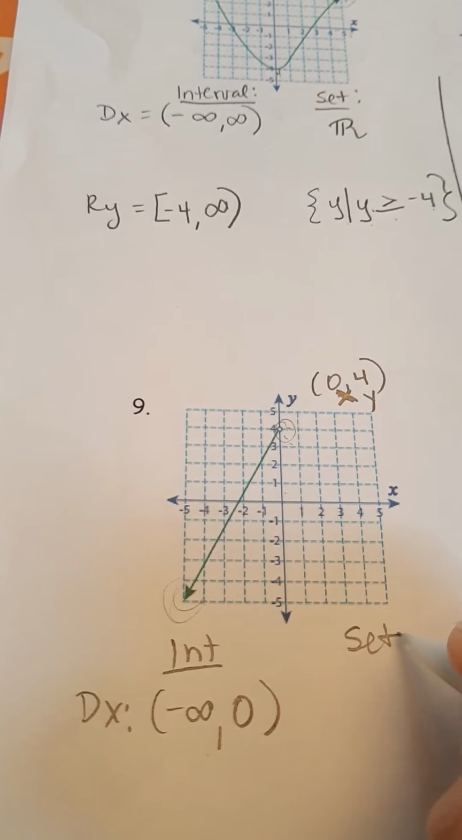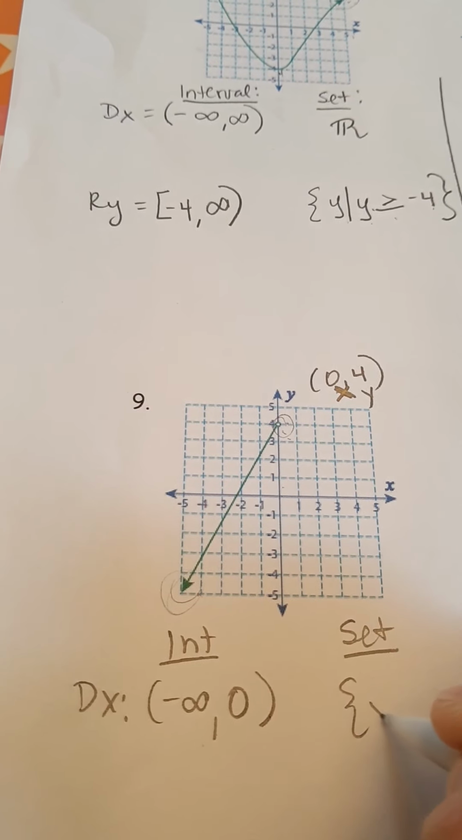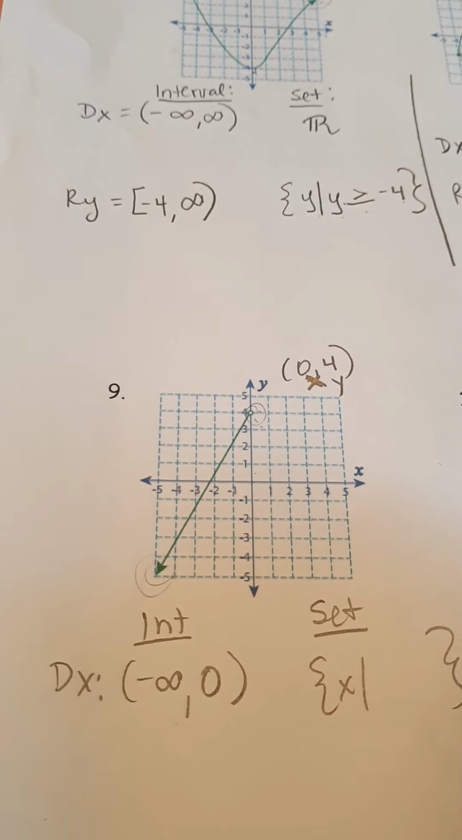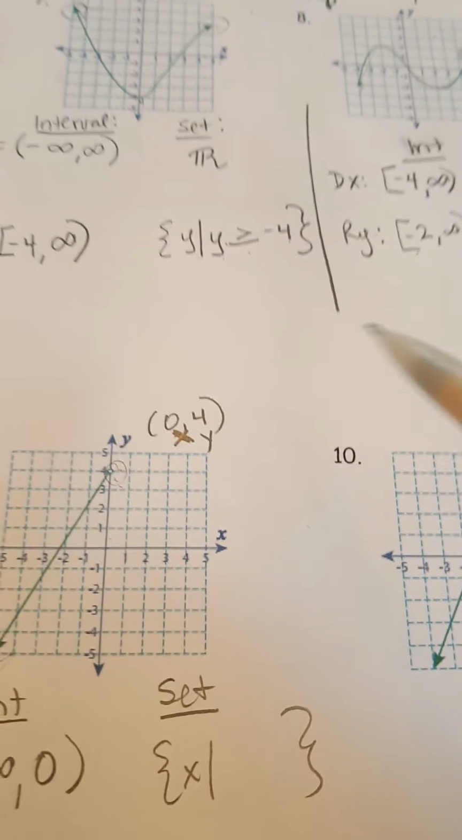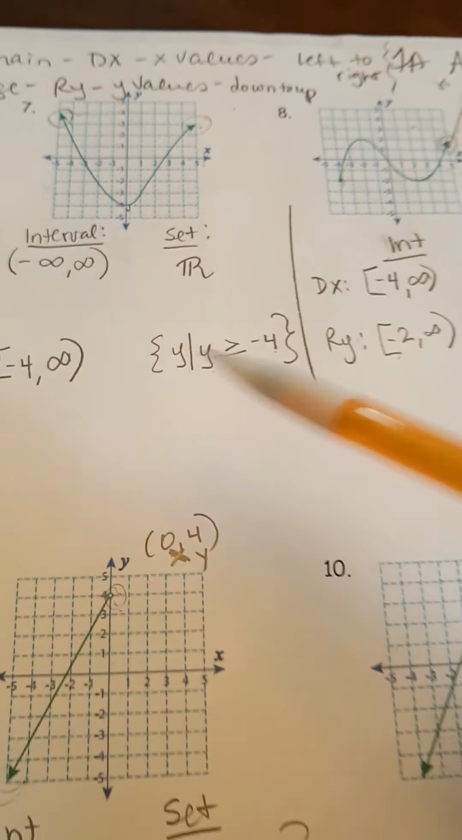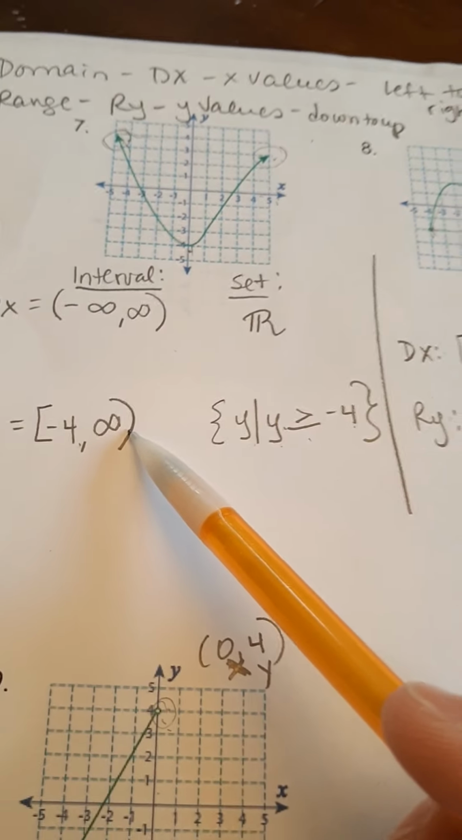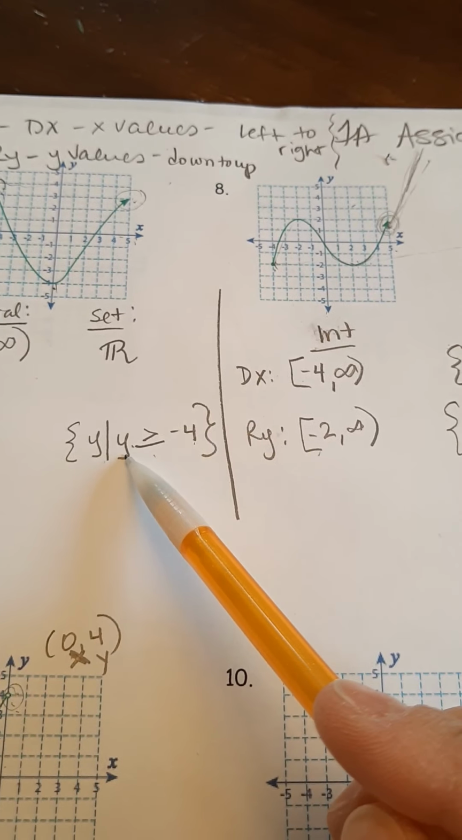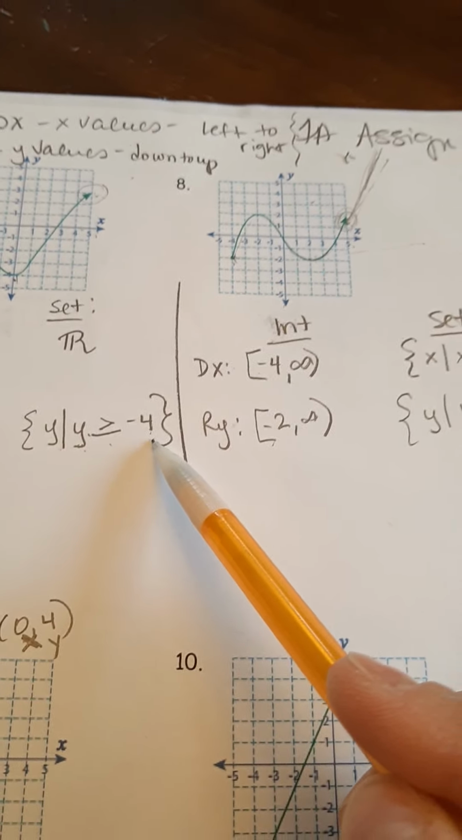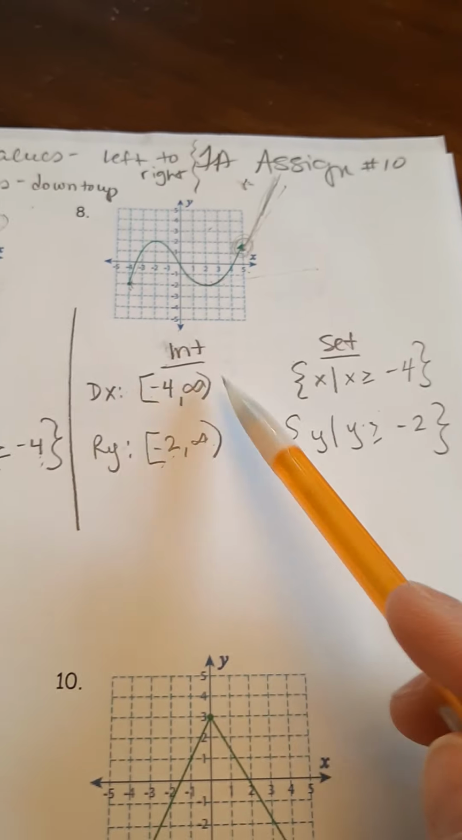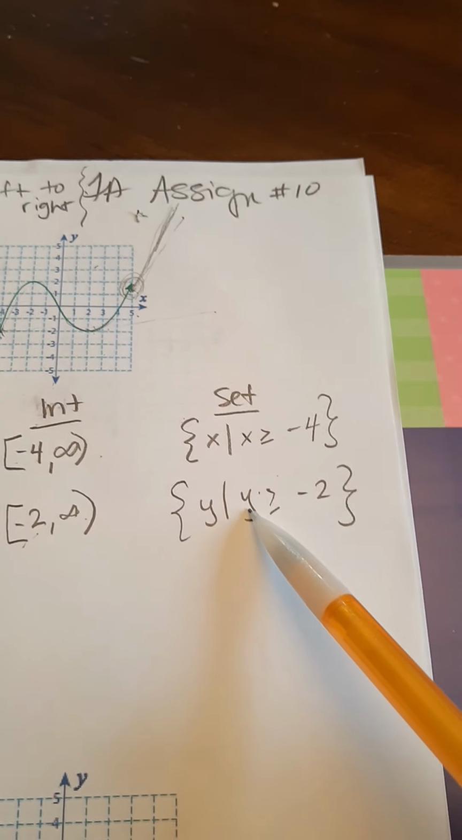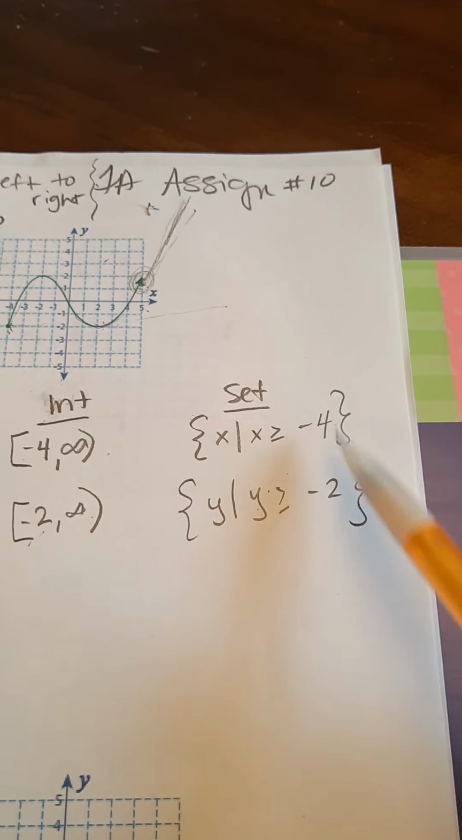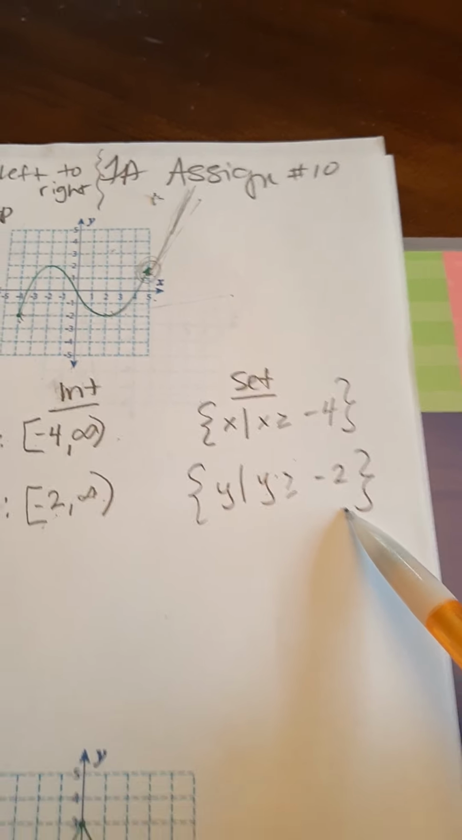Now your set notation, think about it. Like we've been doing, when you have a number with infinity, you have in set notation the variable and the number. See what I'm talking about?